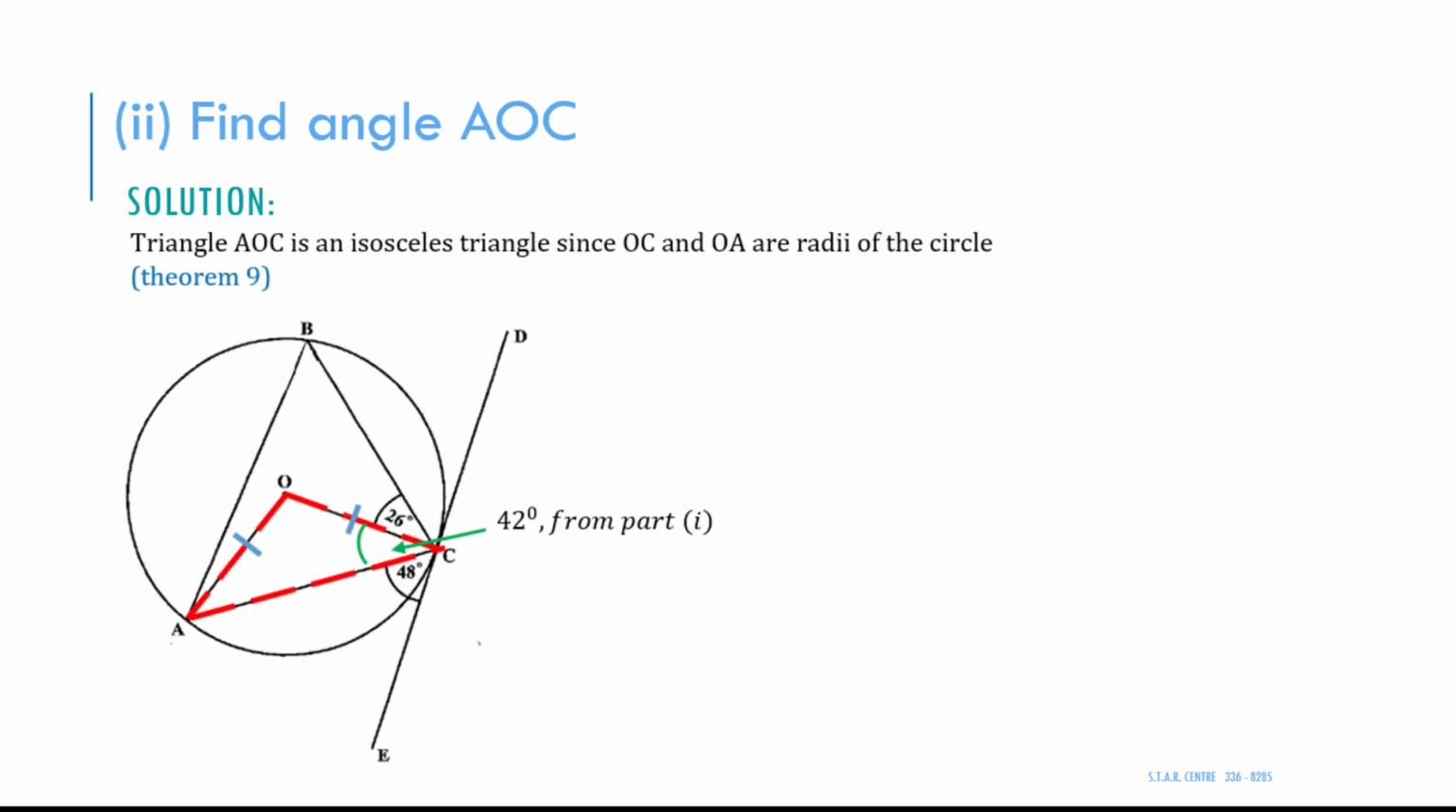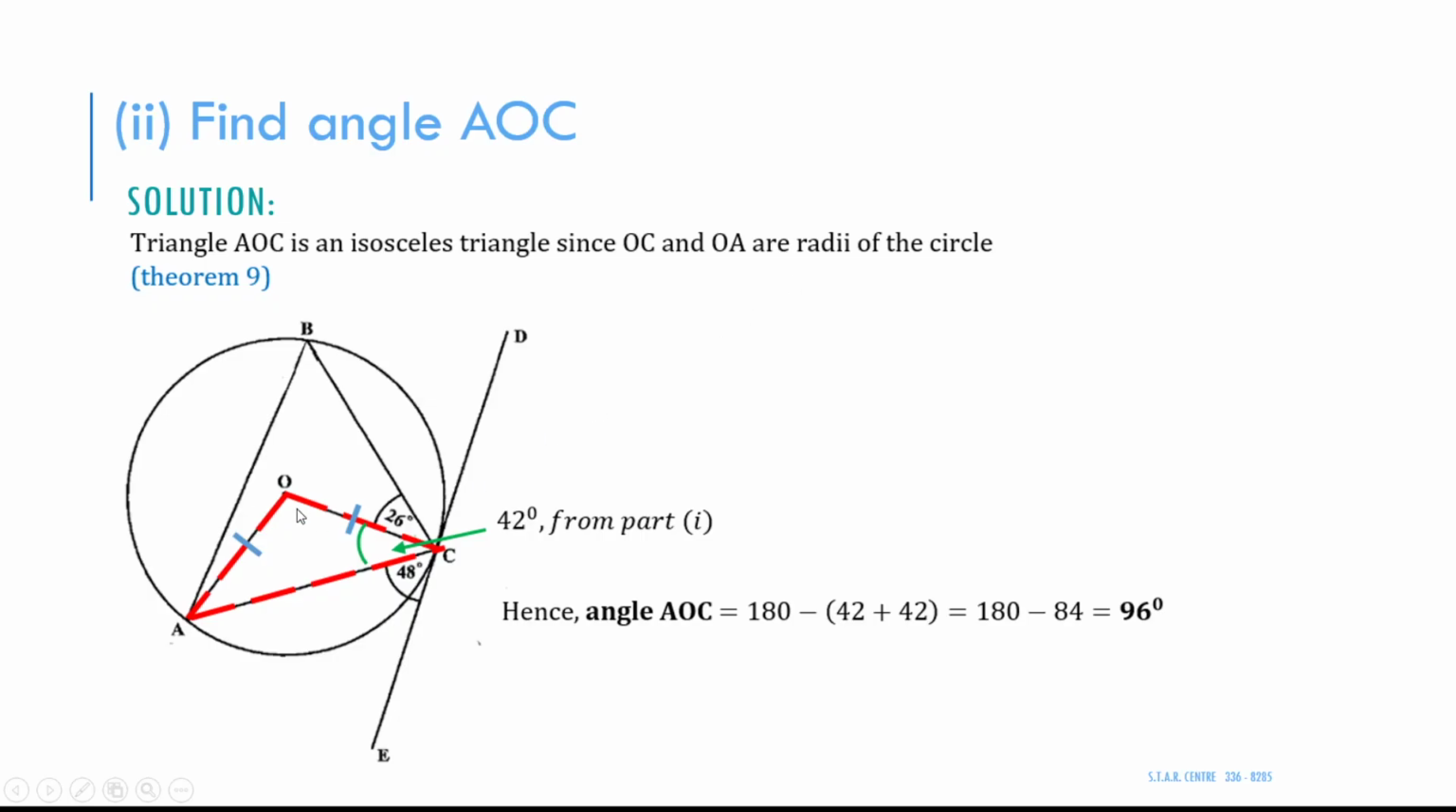Part 2, find angle AOC. So I'm just highlighting the relevant parts on the diagram. So AOC would be this part of it here. We just found from the previous part that this piece is 42 degrees. And also we have learned a theorem, theorem 9 to be exact, that triangle AOC would be an isosceles triangle since OC and OA are radii of the circle.